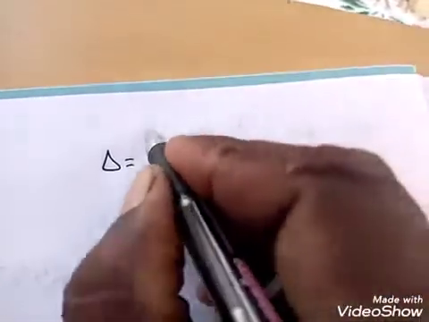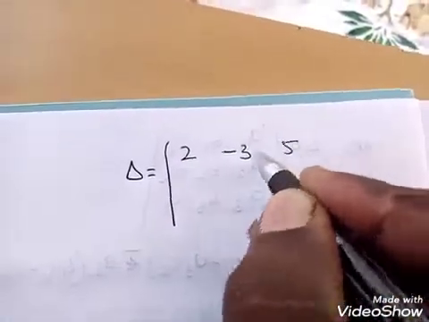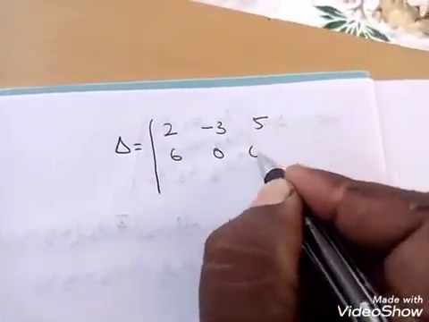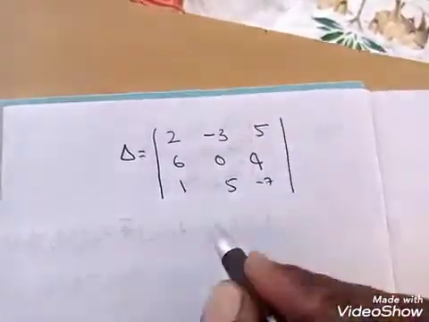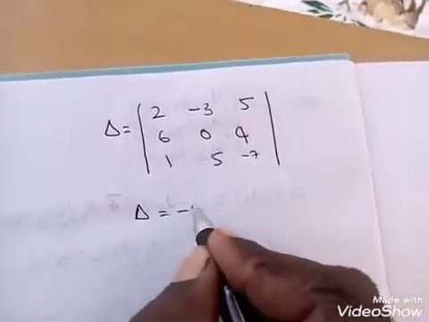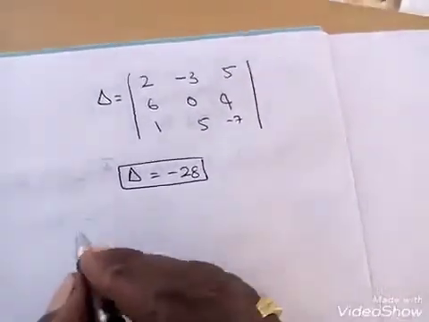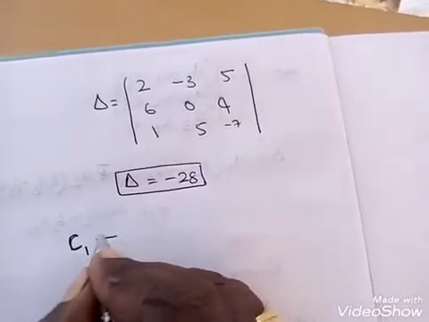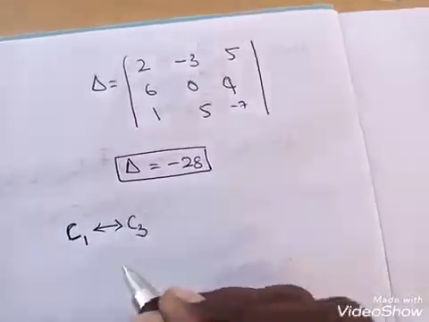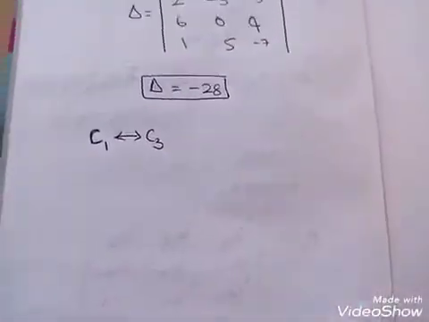Now we'll take the example, delta is equal to what we have taken in the previous example: 2 minus 3 5, 6 0 4, 1 5 minus 7. Now delta, by solving that one, you got minus 28. Now what I'm changing, observe, I'm interchanging column 1 with column 3. Why? Because in the explanation I took rows, that's why here I'm changing columns.